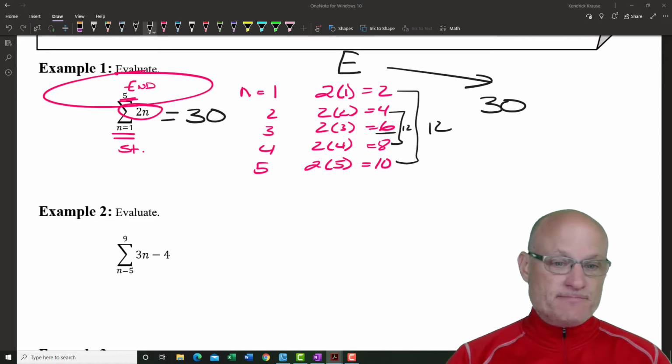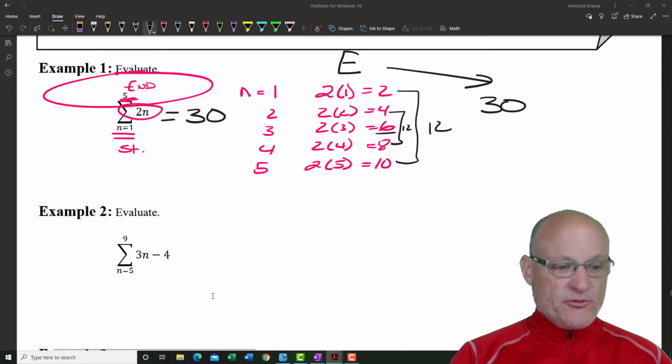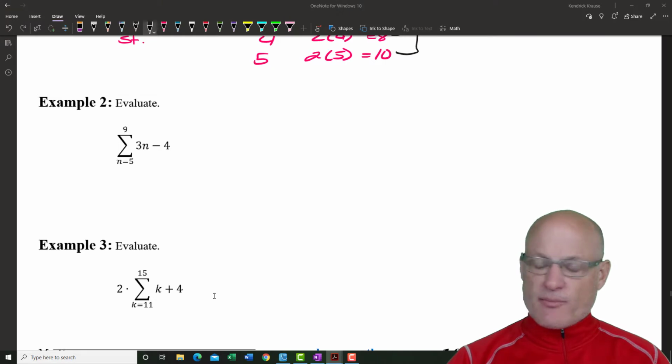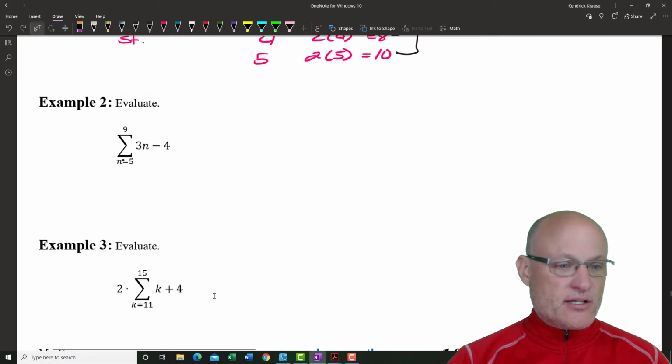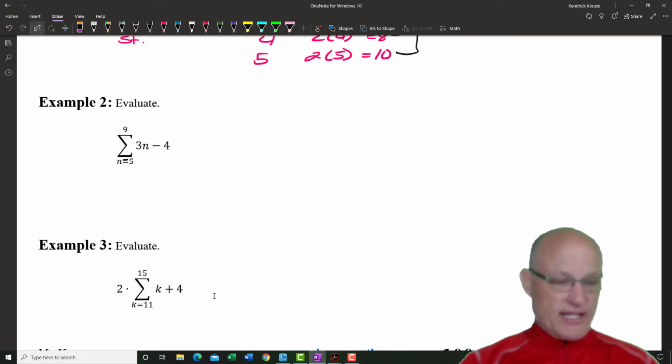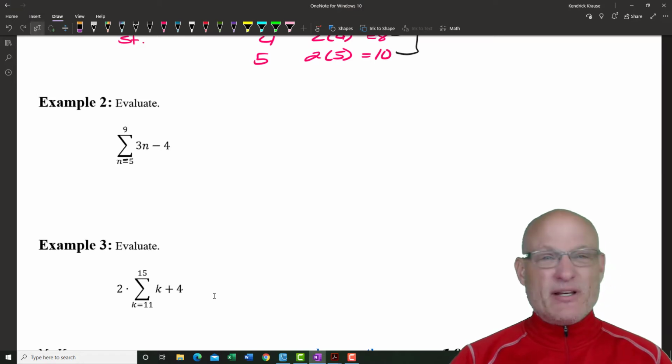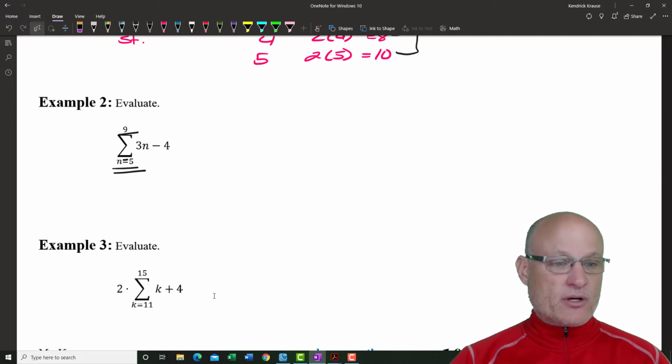All right, let's keep moving. So this one's a little bit messed up. This should say n equals 5. I don't know if that equal sign came up on yours or not. It should have. Sometimes when you convert to a PDF, it gets all freaky deaky. So we're going to start at n equals 5. Notice we don't have to start at 1. We can start at anything we want. We're going to start at 5, and we're going to end at 9. And this is our rule.